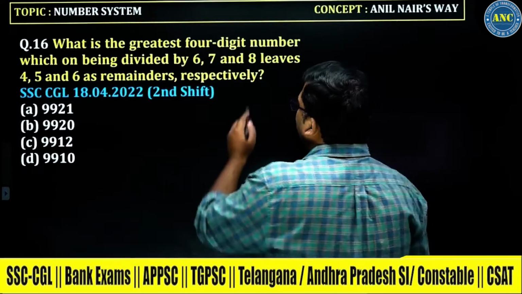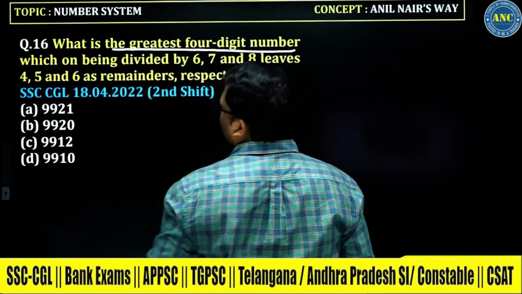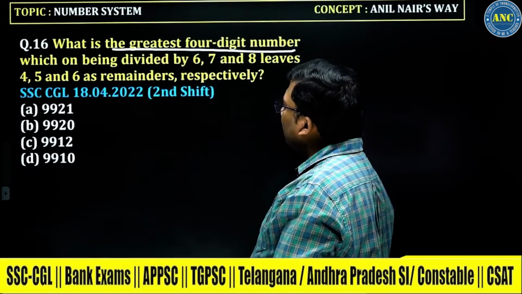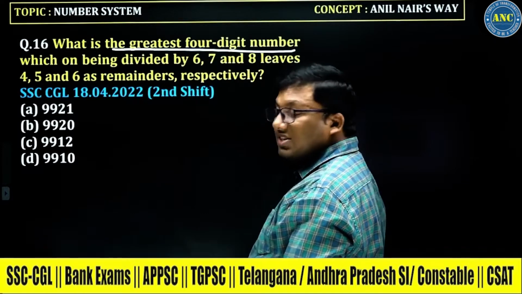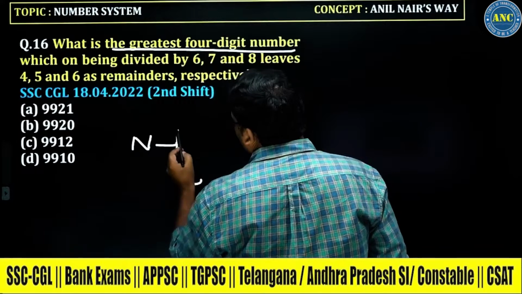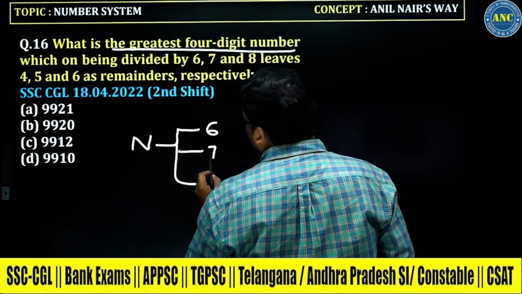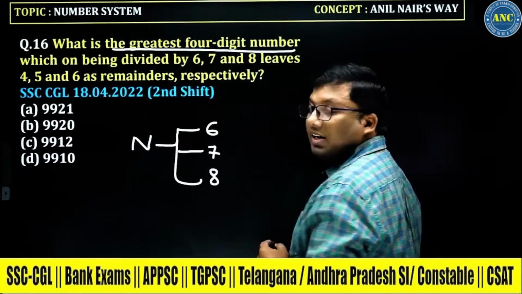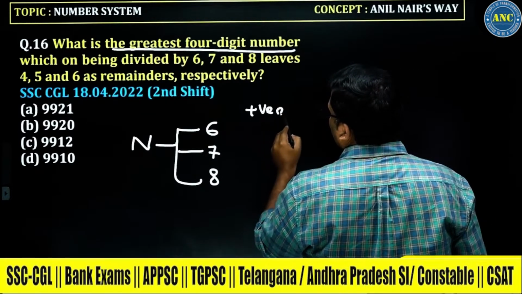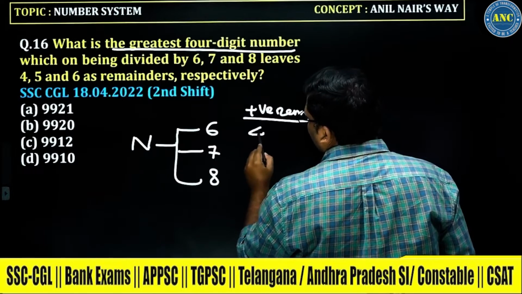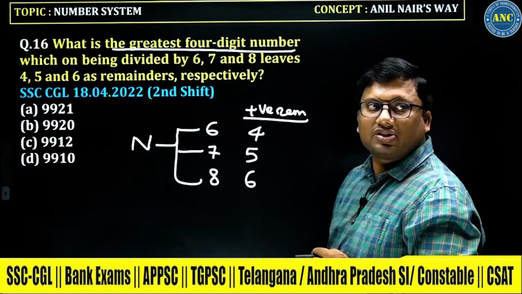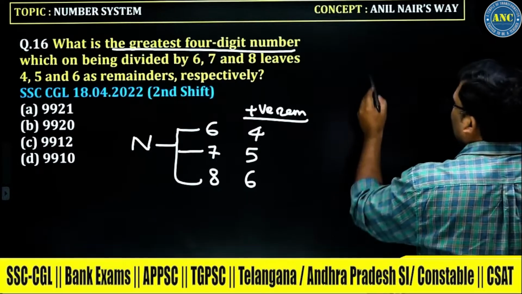What is the greatest 4-digit number which when divided by 6, 7 and 8 leaves positive remainders 4, 5 and 6? Now see here.